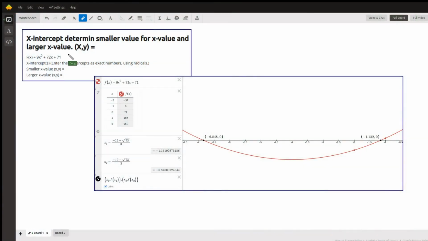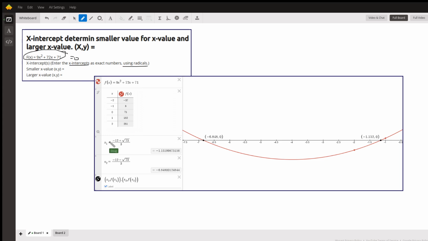A quadratic function, which if you graph it is a parabola, and you have to find the x-intercepts, which is the same thing as finding the roots of 9x squared plus 72x plus 71 equals 0. And you're supposed to use radicals.